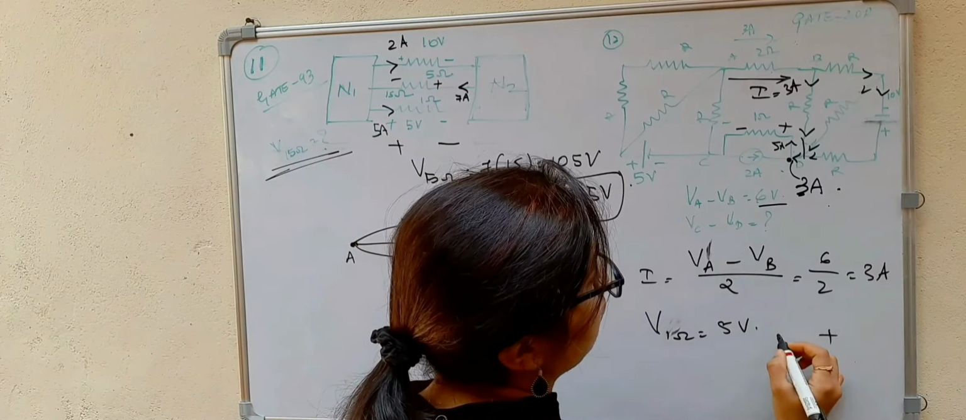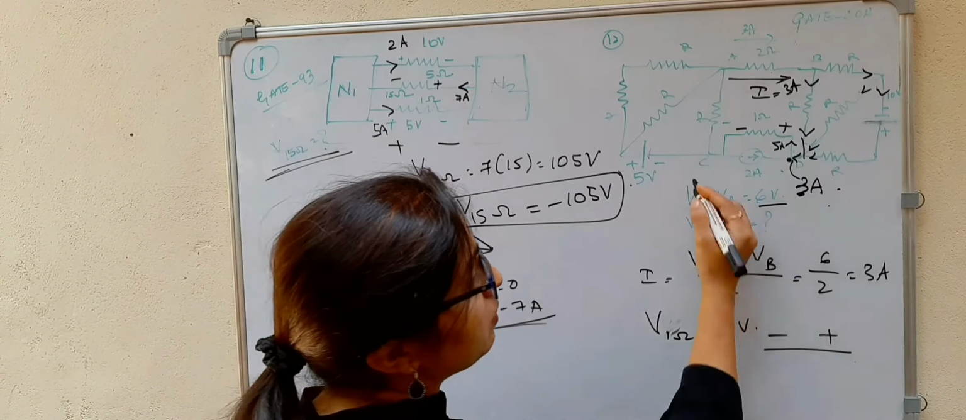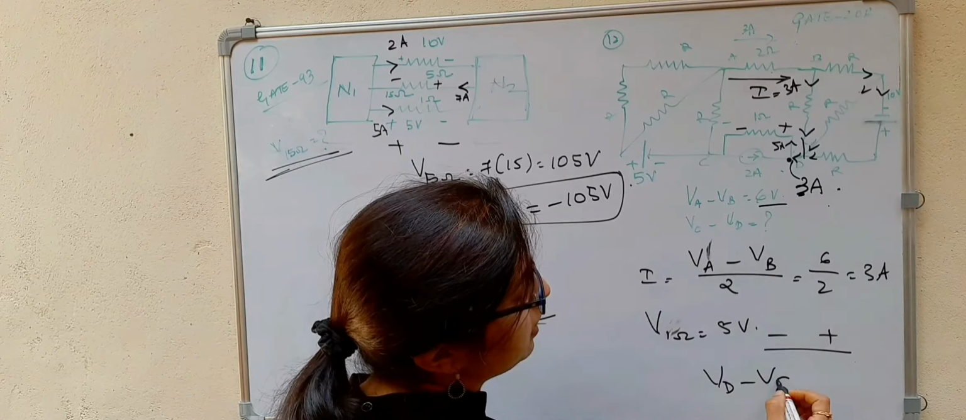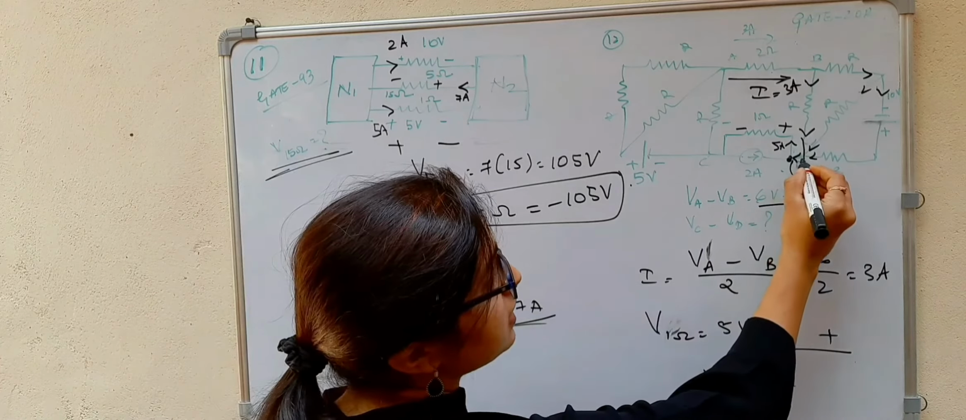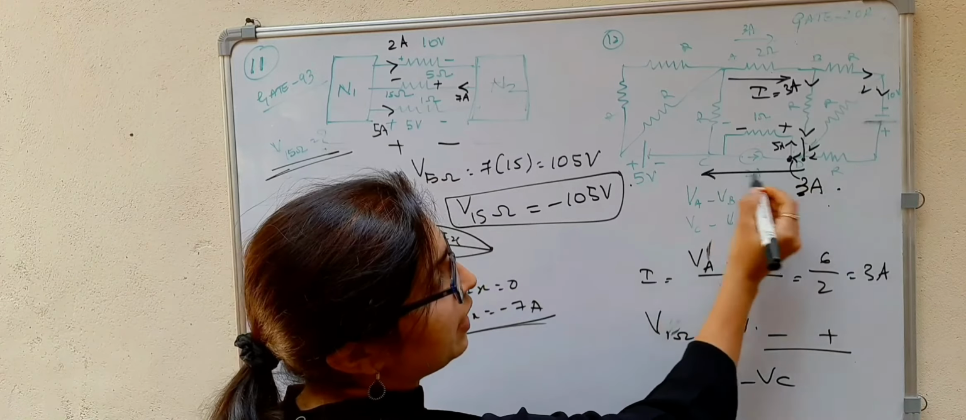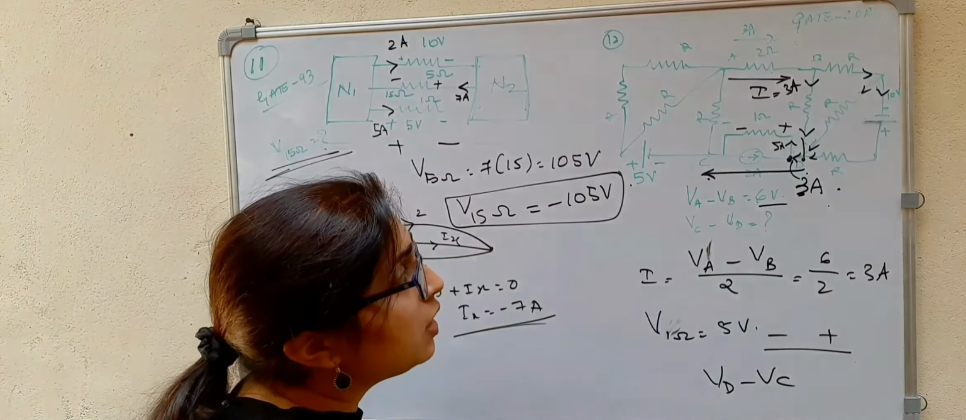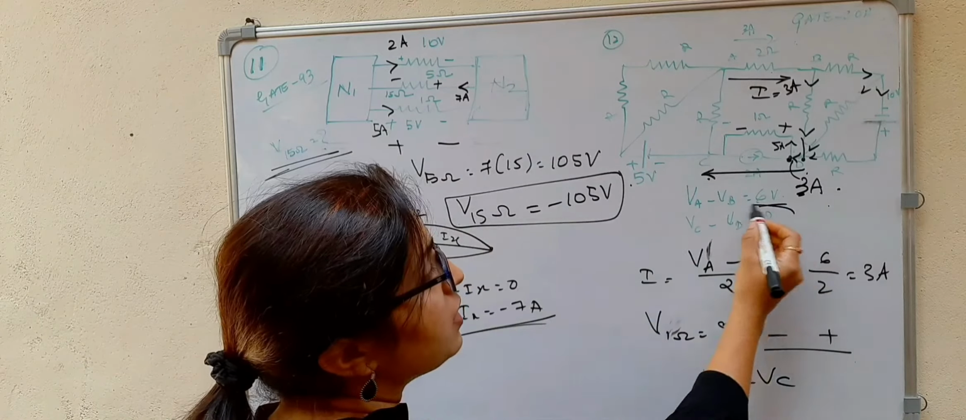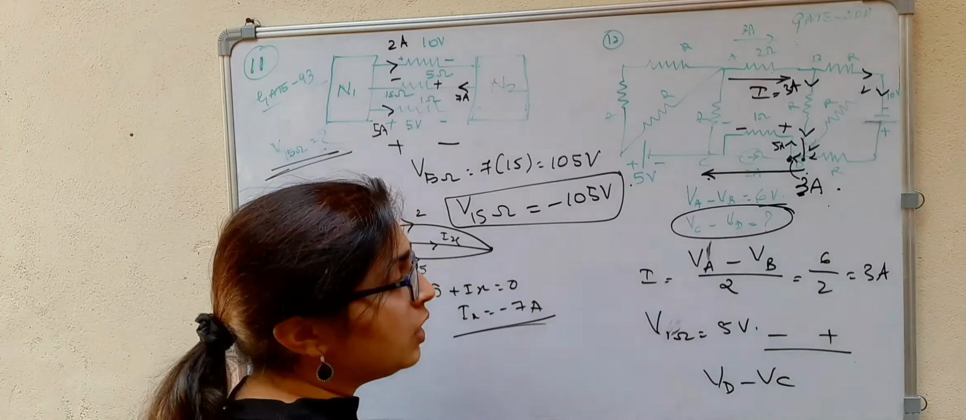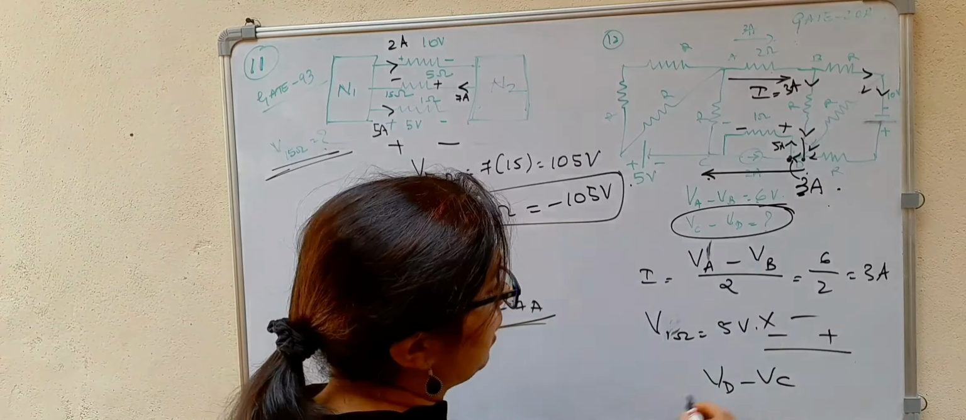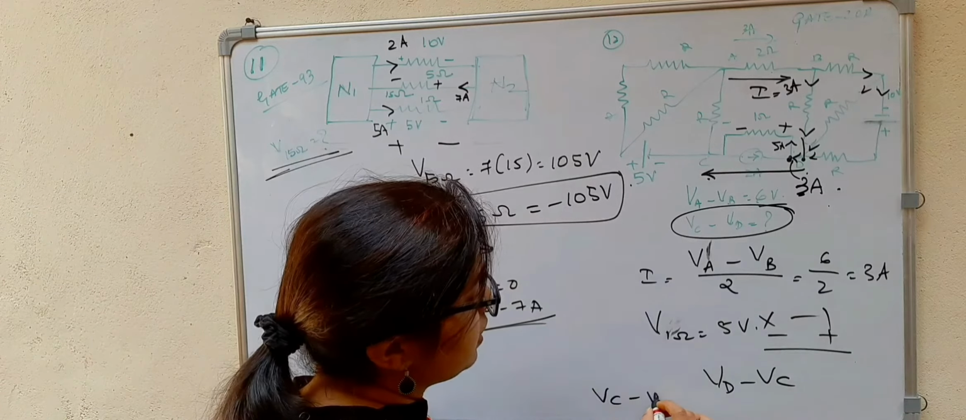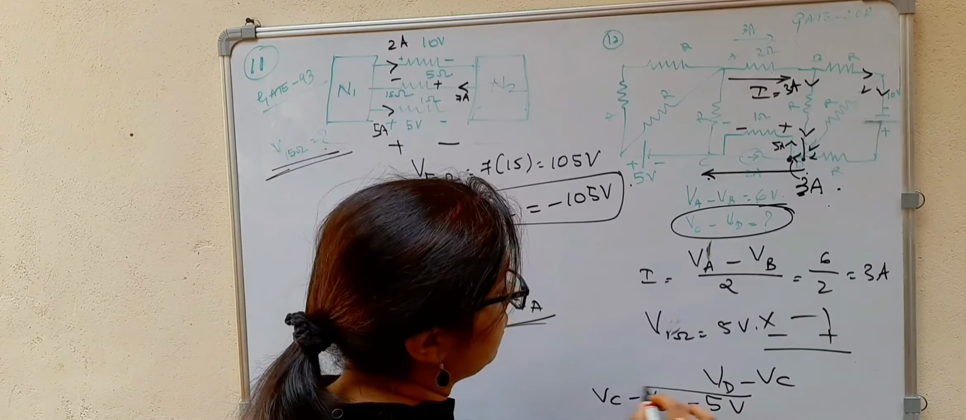That is with the polarities like this. That means it is VD minus VC, because it is from this side, higher potential to lower potential. So VD minus VC is 5 volts. But they have asked VC minus VD, so that will be multiplied by minus 1. So VC minus VD is equal to minus 5 volts.